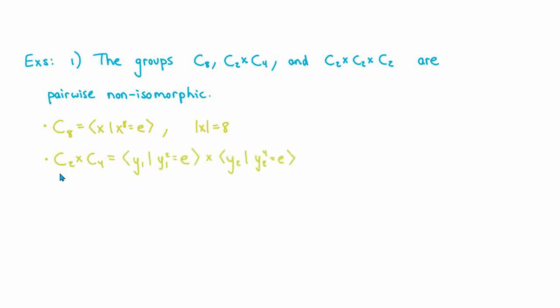Well, let's choose generators for each of the groups in this direct product, say y1 for the group C2 and y2 for the group C4, so that the collection of all elements of the direct product is the collection of all ordered pairs of the form y1 to the i, y2 to the j, where i goes from 0 to 1 and j goes from 0 to 3.